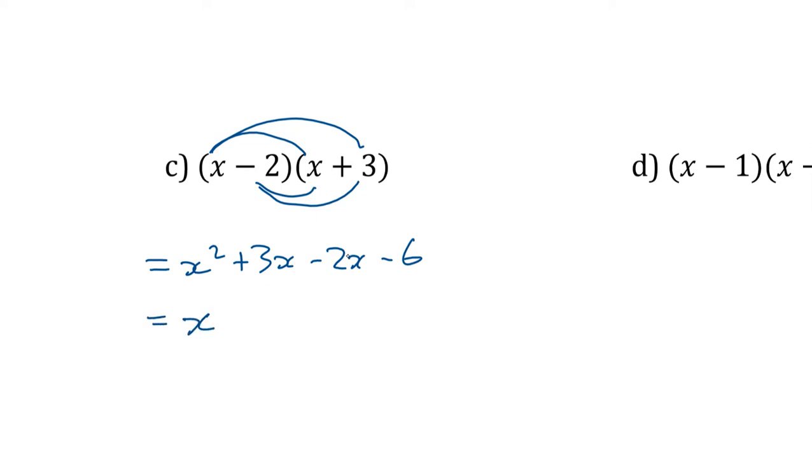So the only difference here is when I add these together, I've got to take the sign into account. So it's not 5, right? I'm doing 3 minus 2. So plus x minus 6.